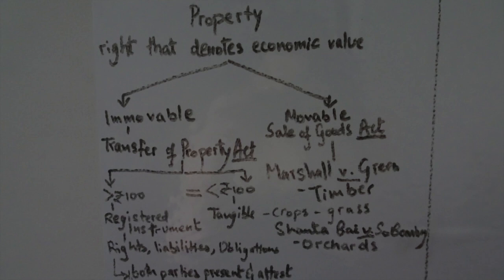So over here, property is divided into two kinds, movable property and immovable property. Movable property is governed by the Sale of Goods Act. It includes things like timber, crops, grass, so on and so forth.